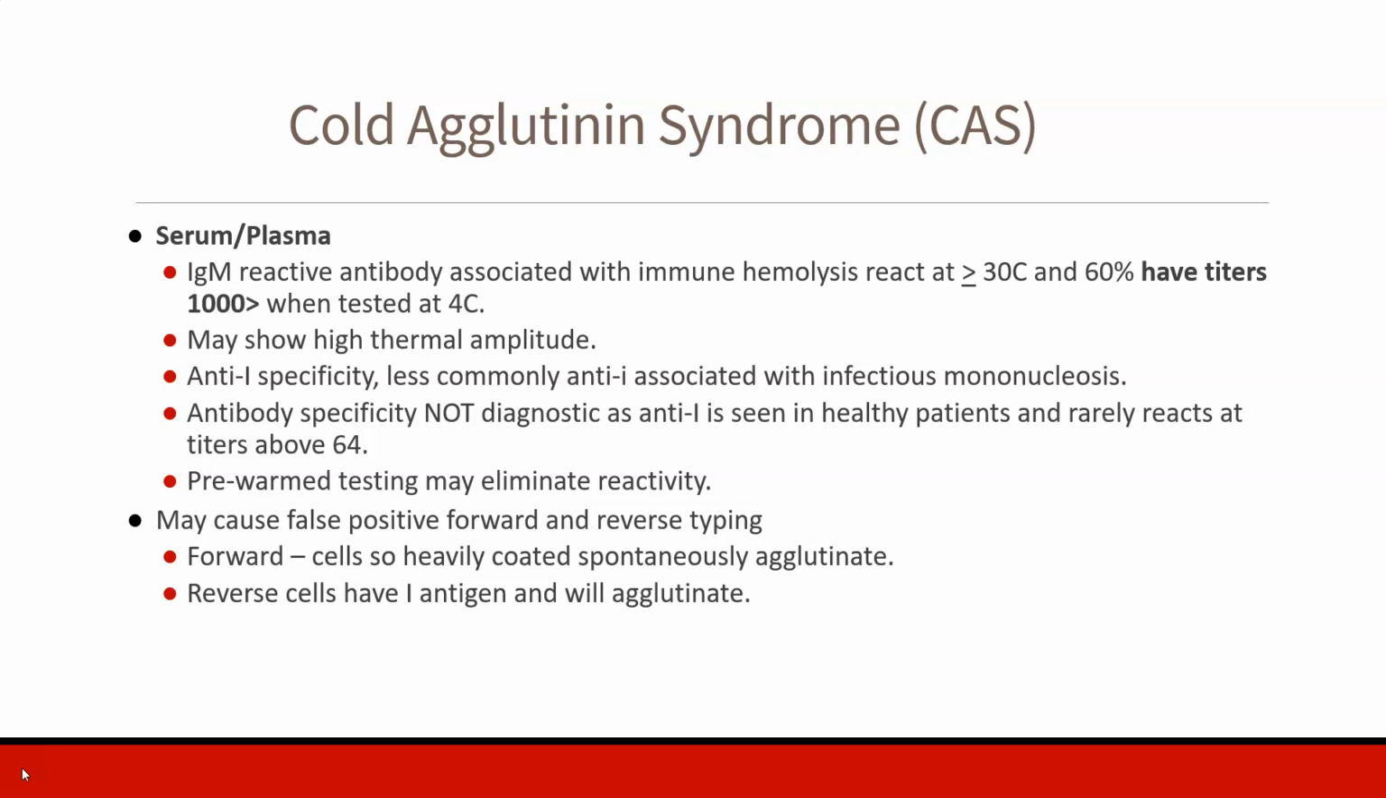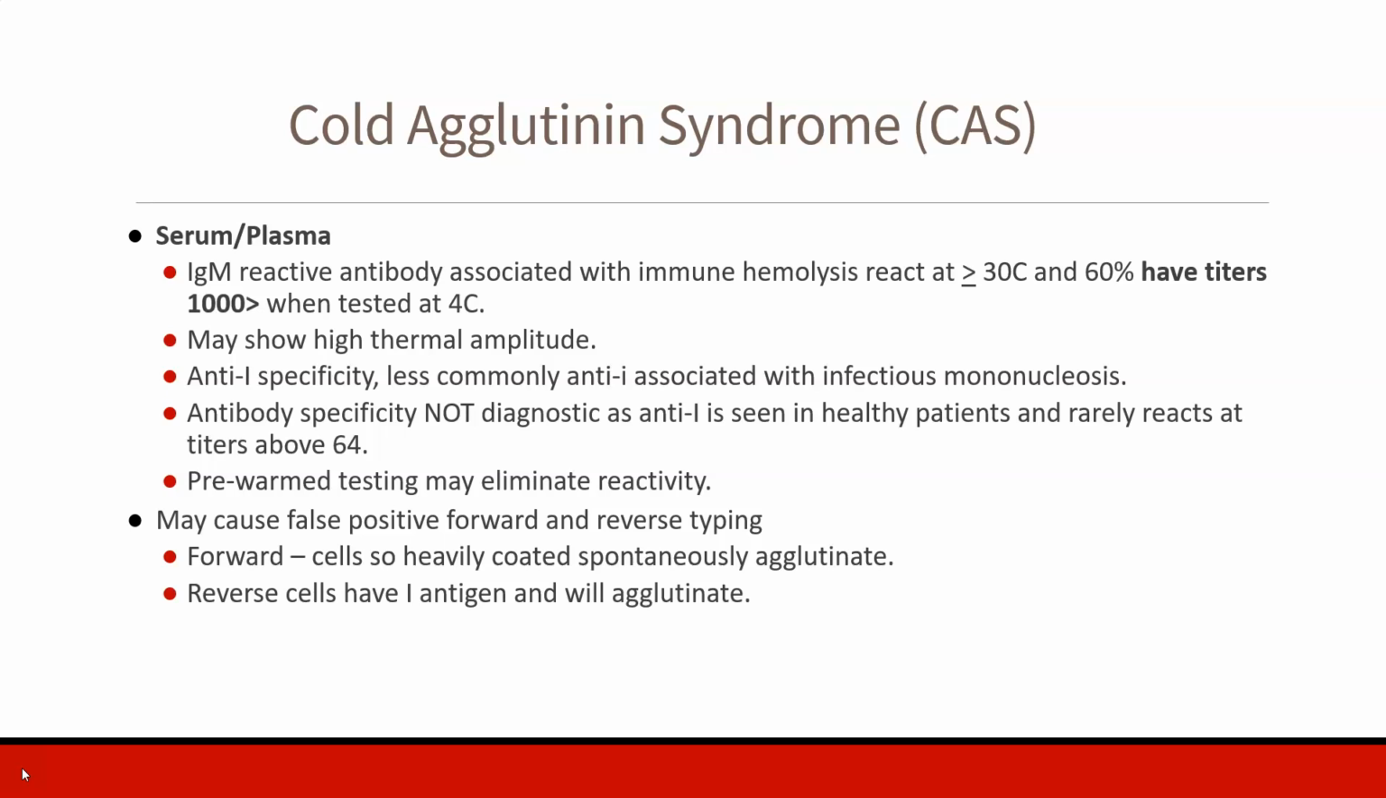Pre-warm testing may eliminate the reactivity, and we'll talk about that in a moment. These antibodies may cause false positives in the forward and reverse typing. In the forward, because the cells are so heavily coated, they spontaneously agglutinate. So you have agglutination with anti-A, anti-B, anti-D, so they appear to be an AB positive. What must you always do when you have an AB positive? You have to run a negative control. Your negative control is 4 plus. And so that invalidates your test.